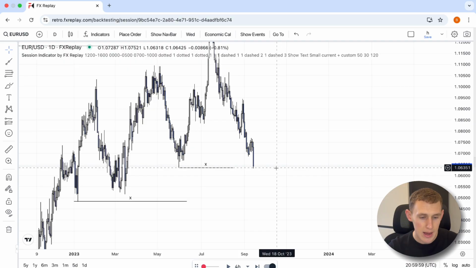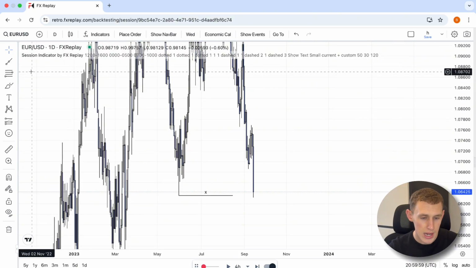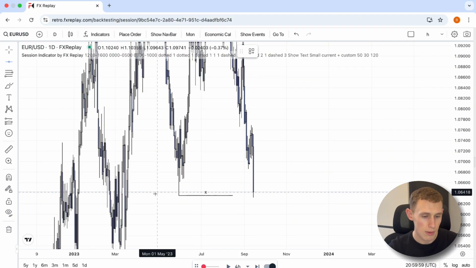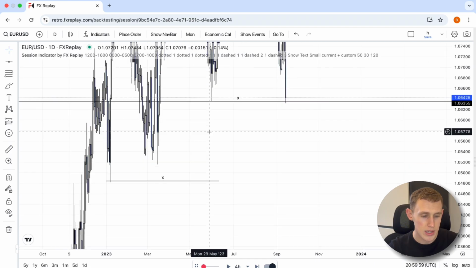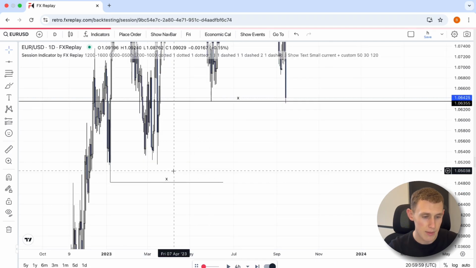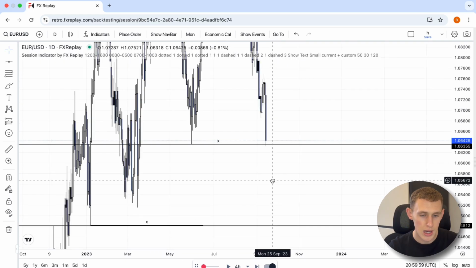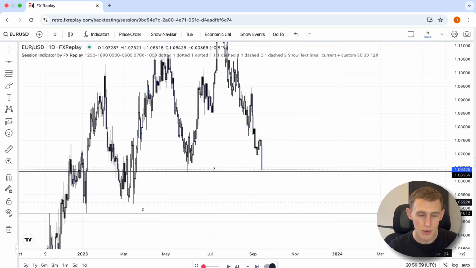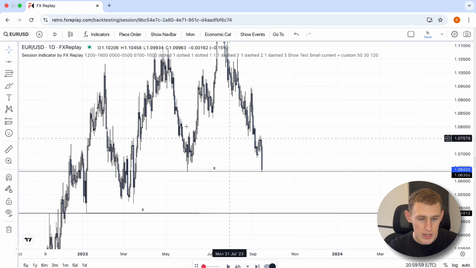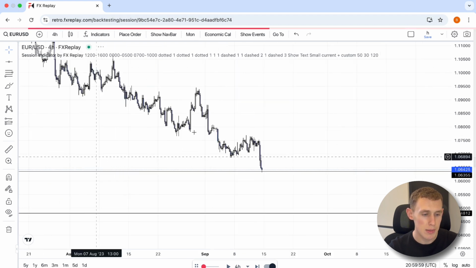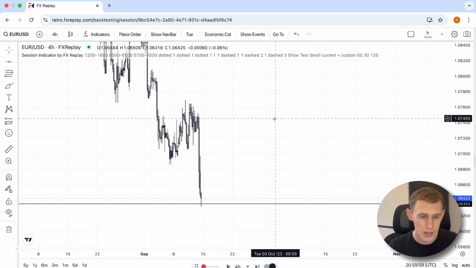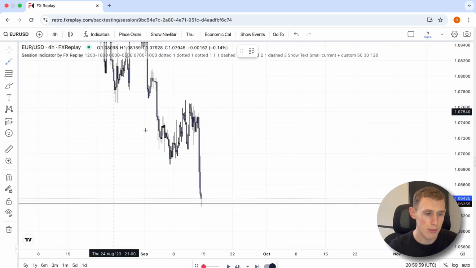As you can see, we haven't quite swept that first one just yet, but I am going to mark it with a line just so we know when it is taken out. And then obviously we have this one down here as well. Clear target for us. Cool. But as of right now, you can see we still have this clear bearish momentum coming in. On all of the other time frames, price is very much still bearish as well.